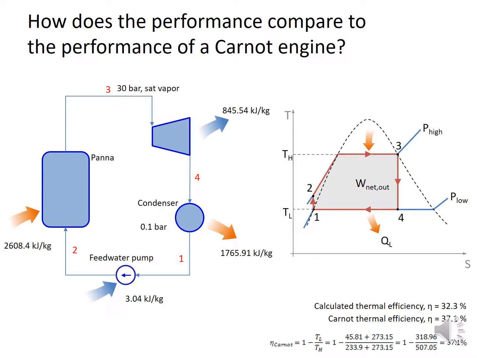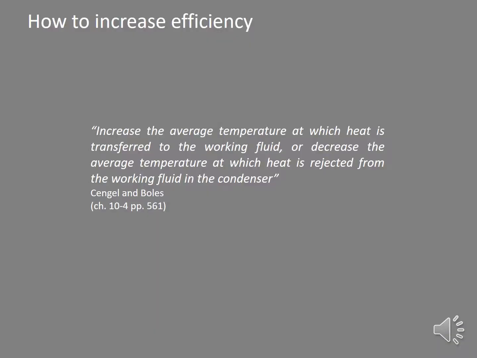Now, this is not the best cycle that we could get. So the interesting question now is, how can we increase the efficiency of the cycle? Well, basically, as Cengel and Boles point out, we can increase the average temperature at which heat is transferred to the working fluid, or we can decrease the average temperature at which heat is rejected from the working fluid in the condenser. Okay, so this is what we will aim at: increase the average temperature of the working fluid, or decrease the average temperature at which heat is rejected.